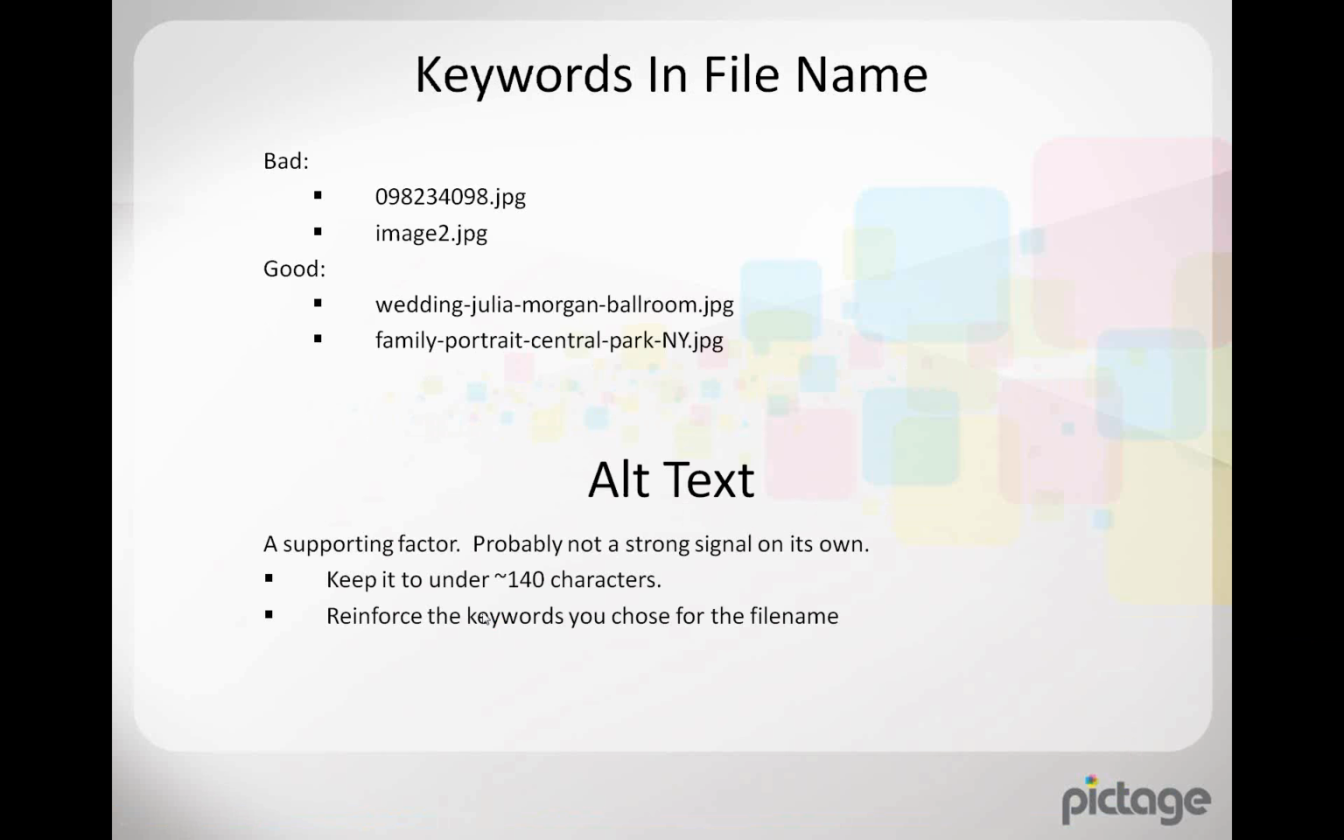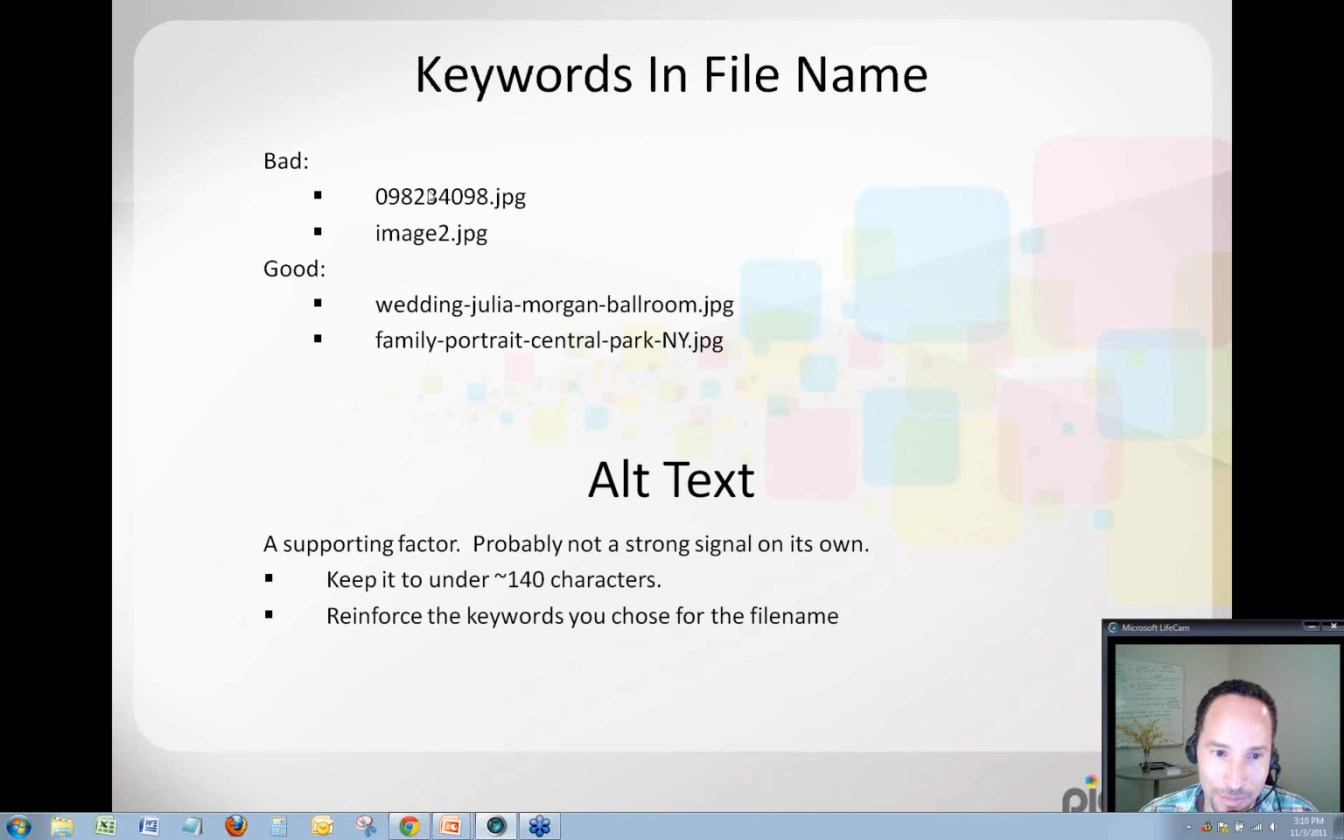So this is keywords in a file name. Obviously, we've all seen this. This doesn't really say much. These are better. If you have an image and it's about the Julia Morgan Ballroom, a popular wedding venue in a certain city, or Central Park, family portraits in Central Park. These are examples of keywords in file names.